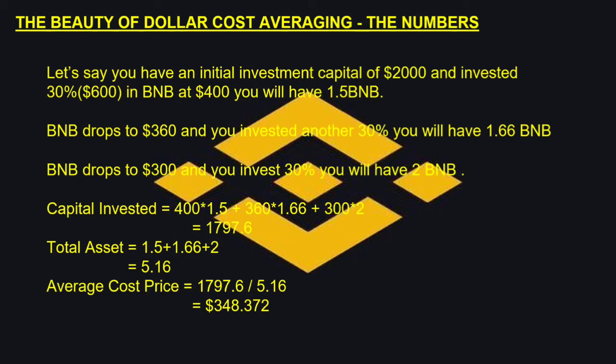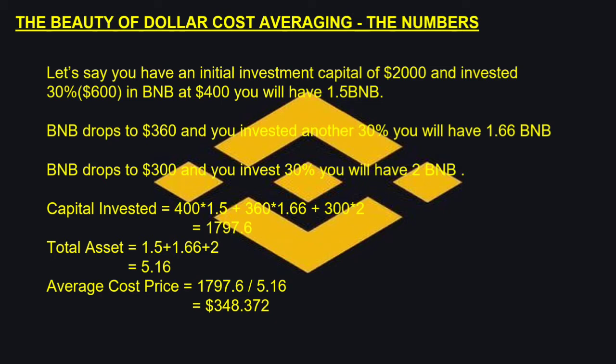Let's say you have an initial investment capital of $2,000 and invest 30%, which is $600, in BNB at $400. You will have 1.5 BNB. Now, if BNB drops to $360 and you invest another 30%, you will have an additional 1.66 BNB. If BNB drops to $300 and you invest 30% again, you will have an additional 2 BNB. Now, capital invested is equal to $1,797.6. Total assets: 5.6 BNB.